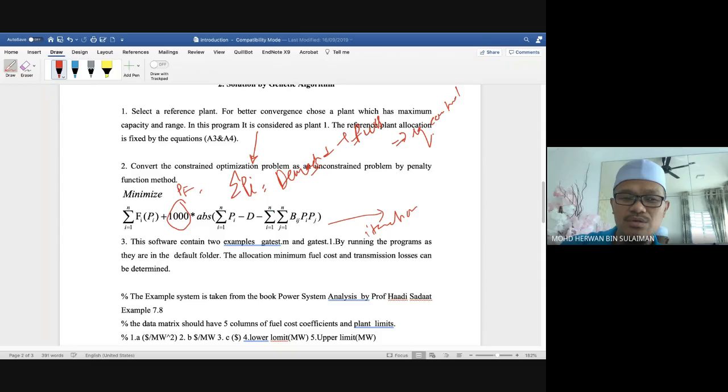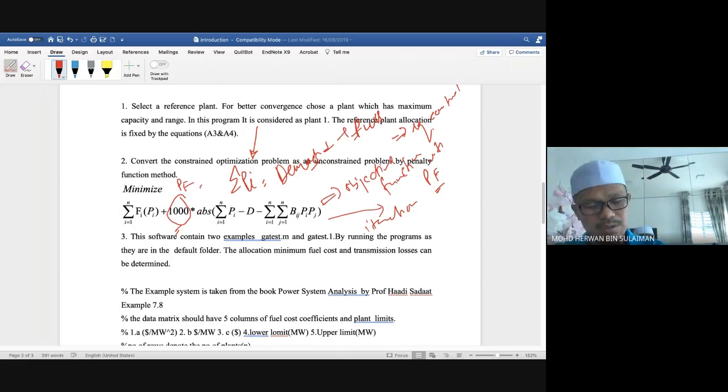So let's say there is no error, because your summation of Pi is equal to demand plus loss, meaning that when you minus these two, you get 0. So 0 times 1000 is 0. So that's why this is the function we call the objective function, objective function with penalty function. This is 1000. Okay, this is implemented in the program.